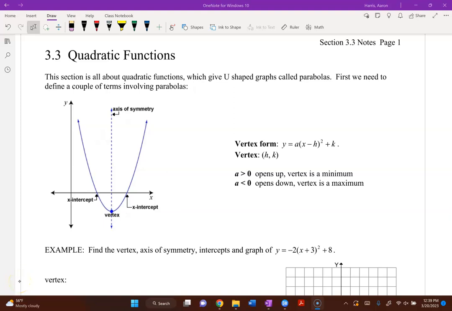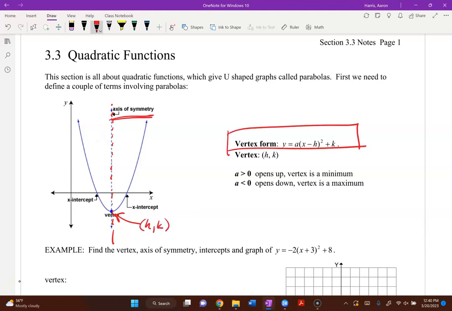So quadratic functions, we've got the U-shaped graphs, right? And on these, all quadratic functions have what's called the axis of symmetry. It goes right down the middle of that U-shaped parabola. So that's called our axis of symmetry. And the vertex, if it opens up, the vertex will lie right there at the point (h, k) as long as it's in vertex form. So (h, k) is where our vertex is, the vertex values there for h and k.